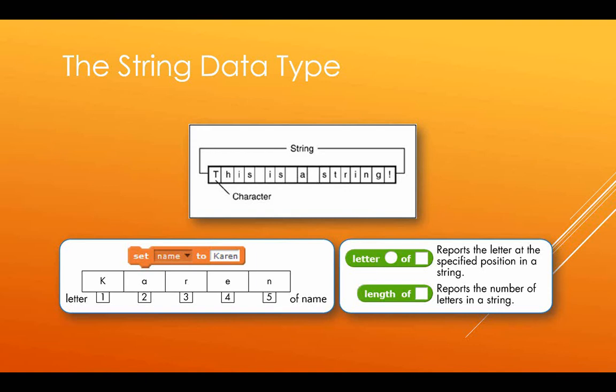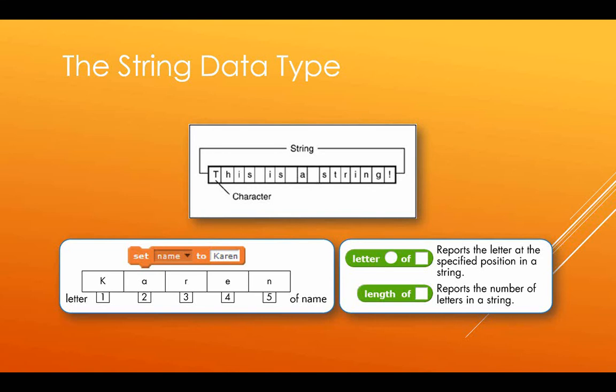So we have got a string of characters. If we look at the bottom here, we've got the name Karen, and each character has an index, much like a list. So K is 1, A is 2, R is 3, and so on, and N is 5.